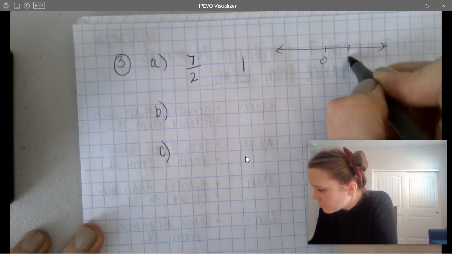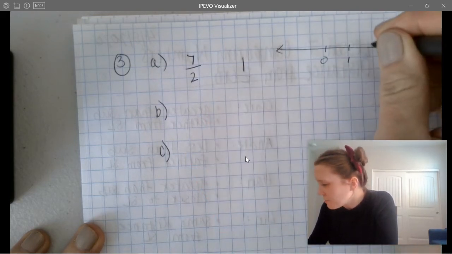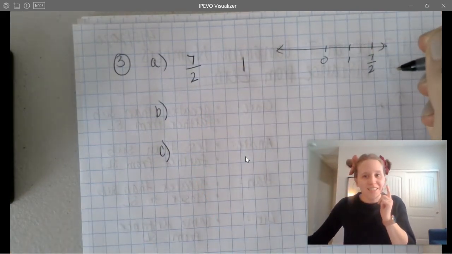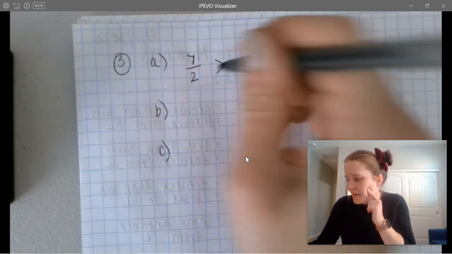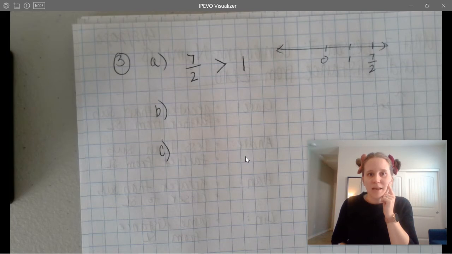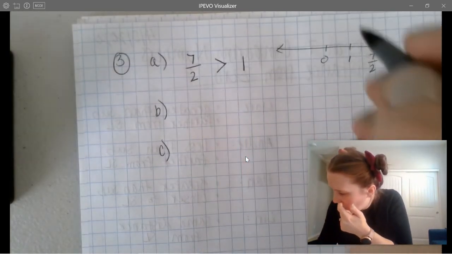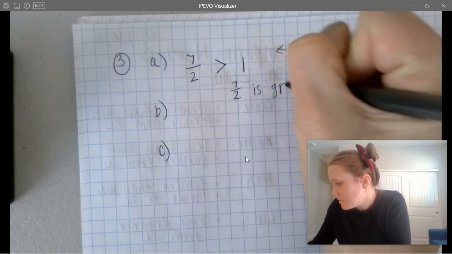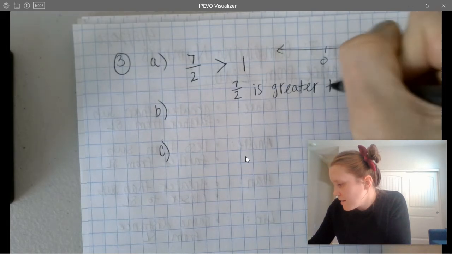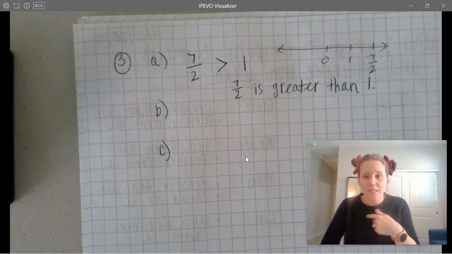Here's 0, here's 1. 7/2 is an improper fraction. I know it's going to be greater than 1. I just said it. Did you hear it? I know it's going to be greater than 1. So I'm going to fill in my greater than sign. Okay? Here it is with symbols. Now I'm going to write it in words. 7/2 is greater than 1.